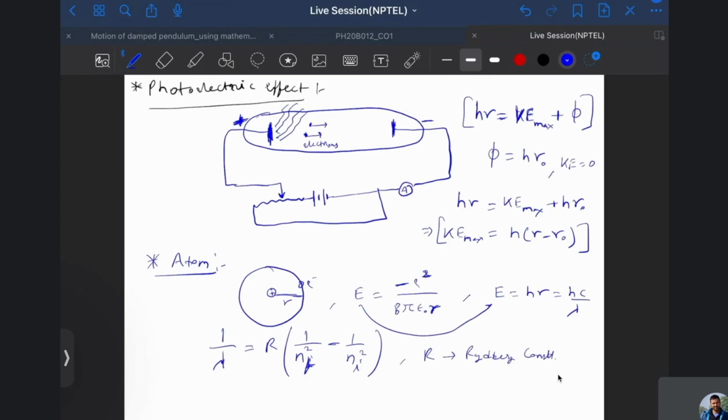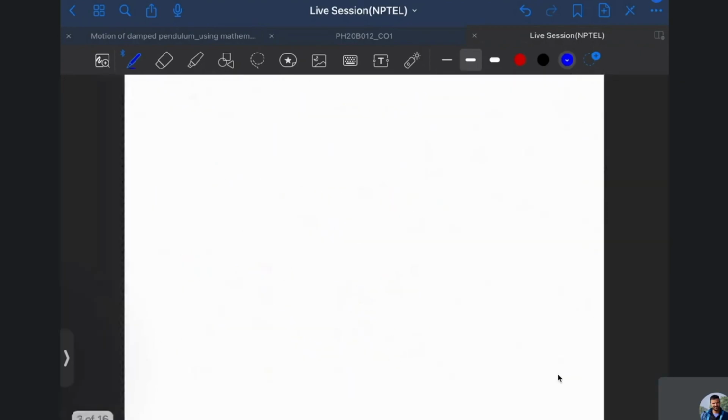Okay, and it's given as 1.097 into 10 to the power 7. Okay, and there are many spectral series named as Lyman series, Balmer series, Paschen series. So let me discuss some of them.